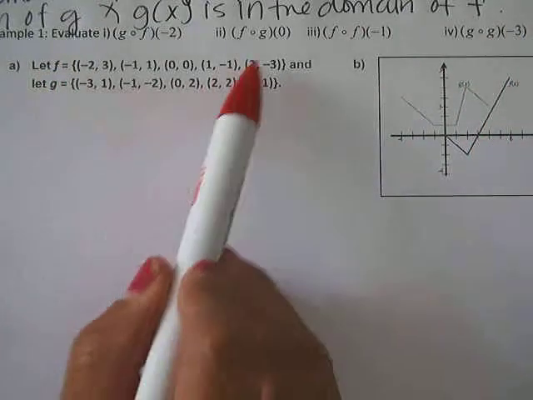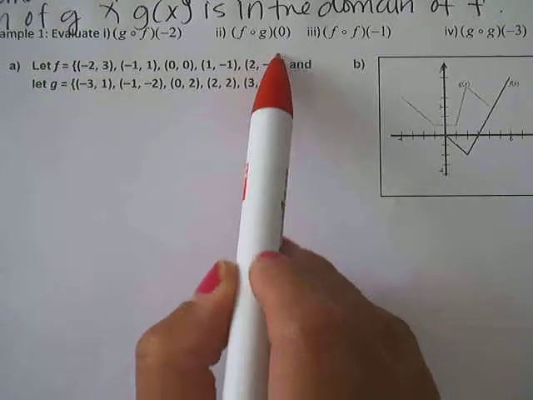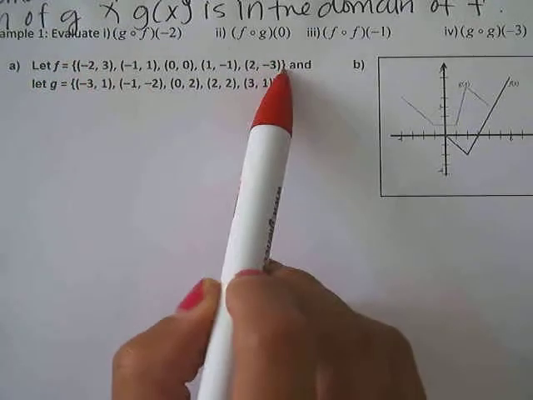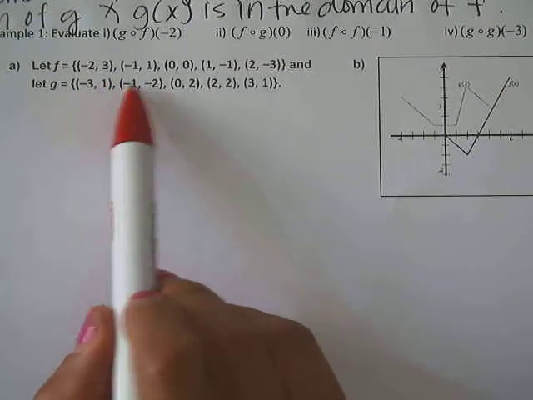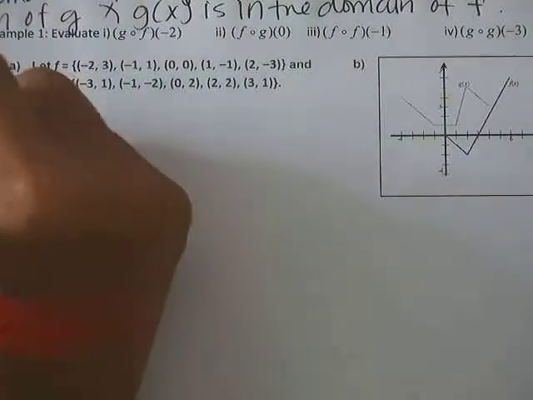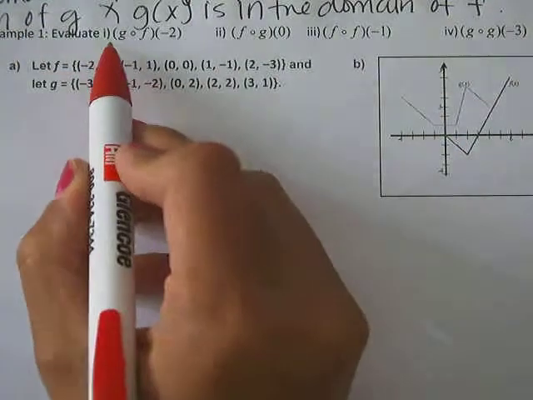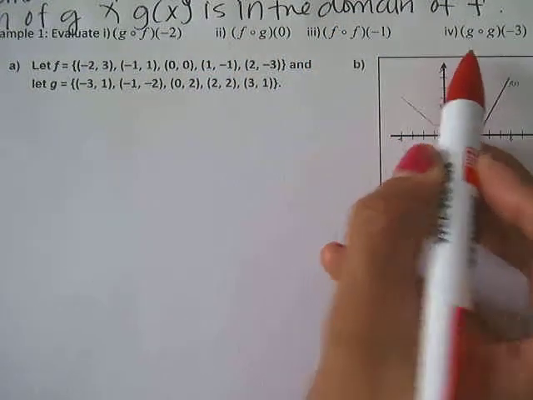You're given an f and a g function here. These are sets of ordered pairs, and they're supposed to be functions, so none of the x values should repeat. We're going to do 1i first. I'm going to do 1i and 2i, and then I'm going to leave 3i and 4i for you to finish on your own.